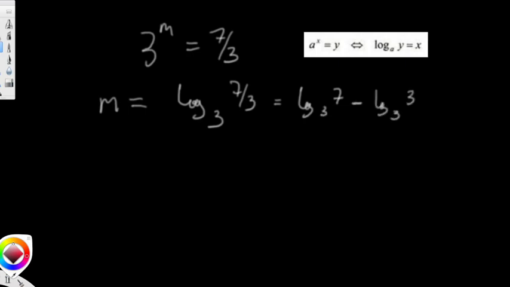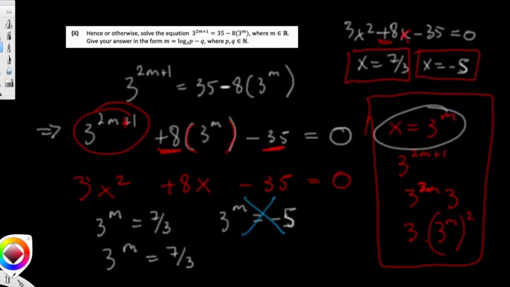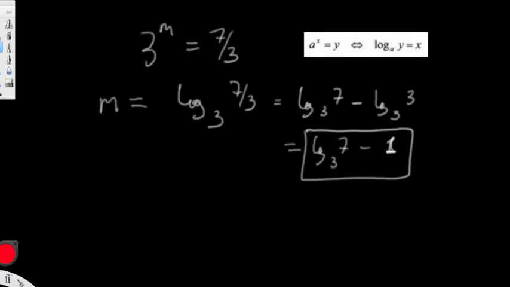So this is log of the first thing to the base 3 minus log of the second thing to the base 3. And if you ever have log of a number and the base number is the same, this one ends up being equal to 1. And that's our answer there. So that's the form. They said they wanted log of p to the base 3 minus some q, where p and q were numbers. So p is 7 and q is 1. So we're done.